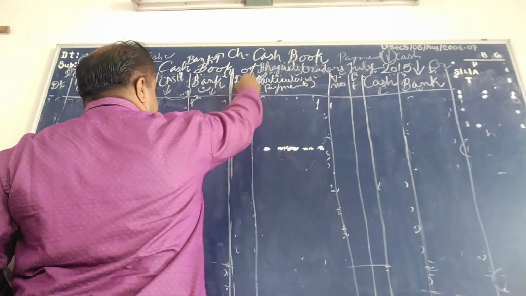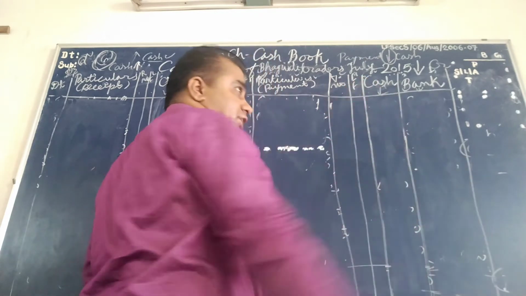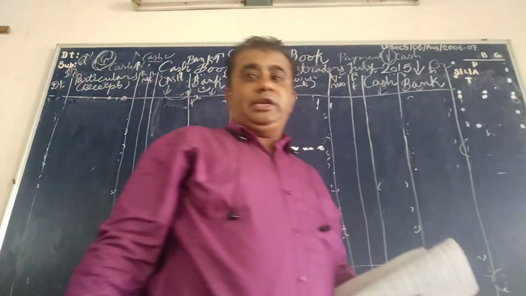Then on the credit side, particulars in the form of payment. Then voucher number if it is given in the sum. Then ledger folio for your cash and bank account. Now let's start the sum.